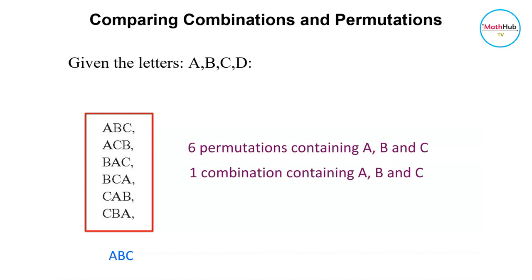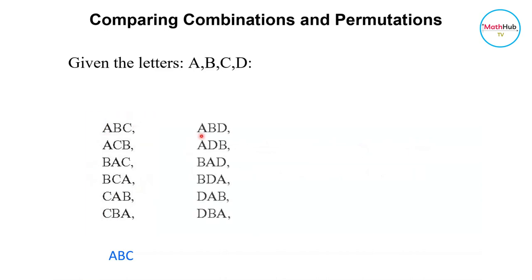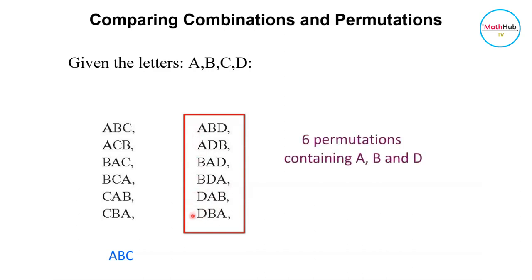Notice that in permutation, the order matters, while in combination, the order doesn't matter. So ABC, ACB, BAC, BCA, CAB, and CBA are all the same combination of letters A, B, C. Similarly, if I pick ABD, ADB, BAD, BDA, DAB, and DBA, these would also result to 6 different permutations, but just 1 combination of the letters A, B, D.